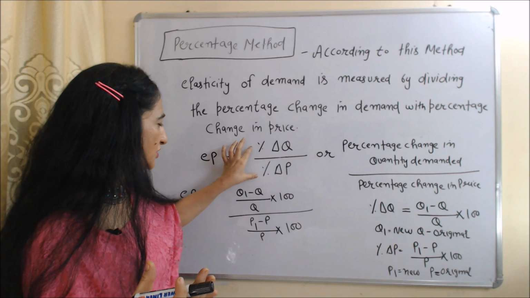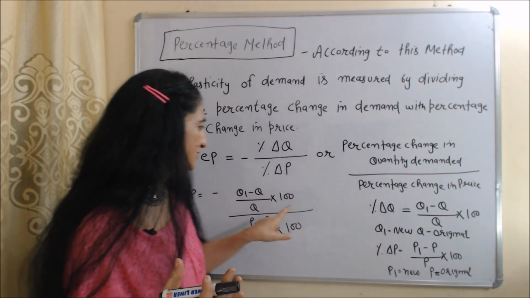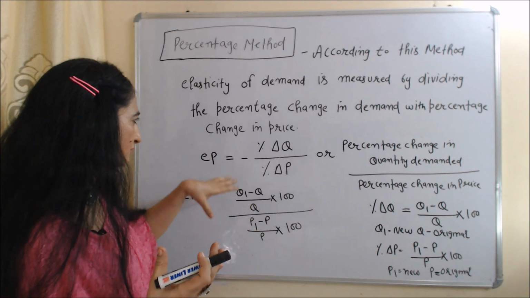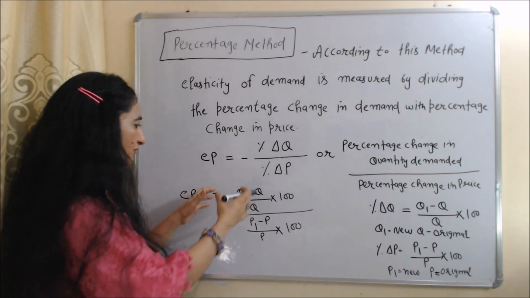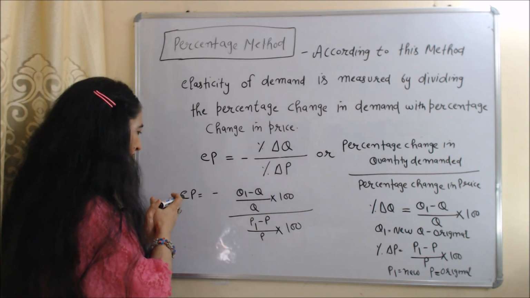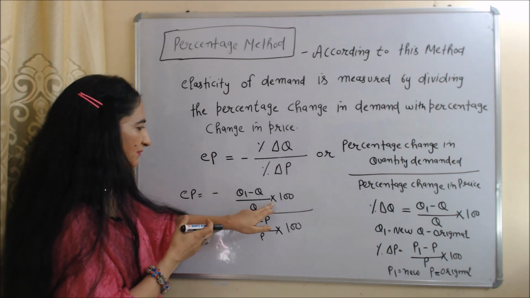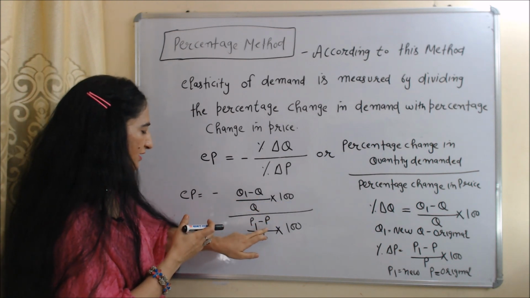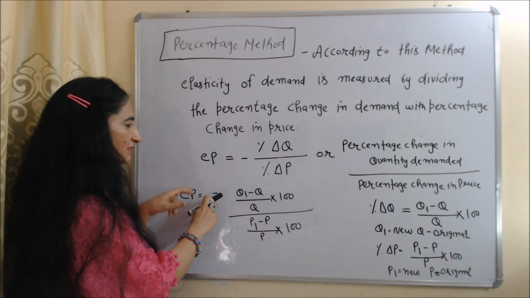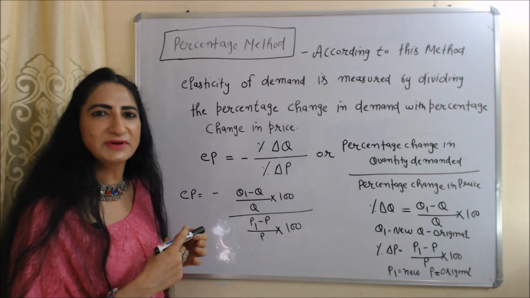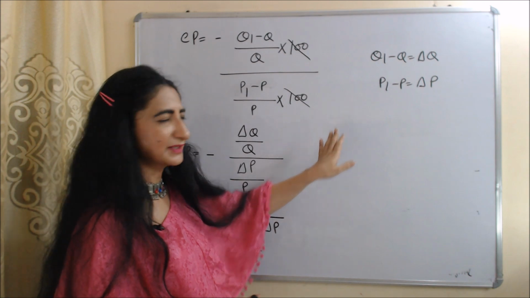Now in this equation we will put the values of percentage change in quantity demanded and percentage change in price. After putting these values, our equation will become: EP equal to Q1 minus Q divided by Q multiplied by 100, over P1 minus P divided by P multiplied by 100. Here we have a minus sign because demand and price have a negative relation. So this is our equation. 100 is cancelled with 100.